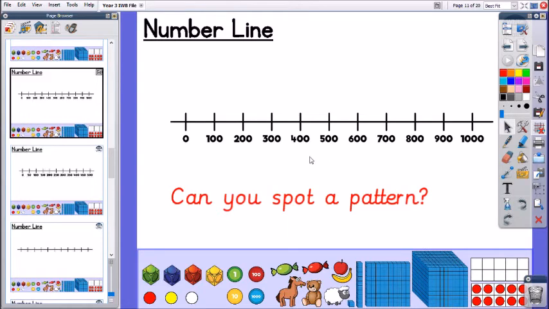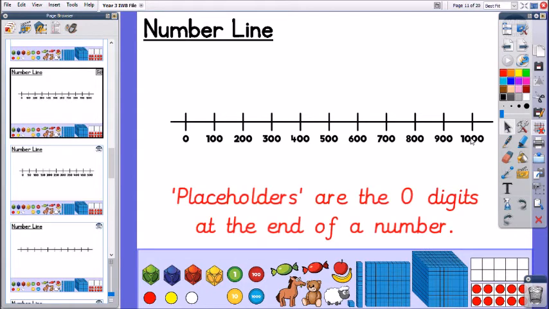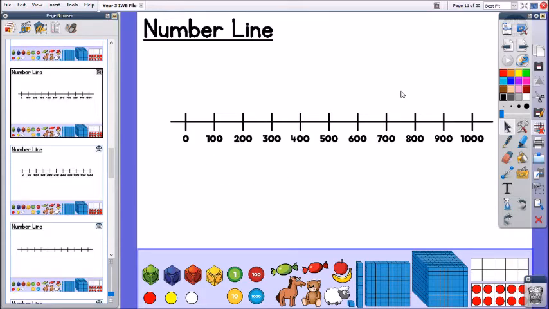Yeah, it's very similar to our regular number lines which count up in ones. 0, 1, 2, 3, 4, 5, 6, 7, 8, 9 and 10. All we've done is added 2 placeholders after our numbers and now we're counting in hundreds.